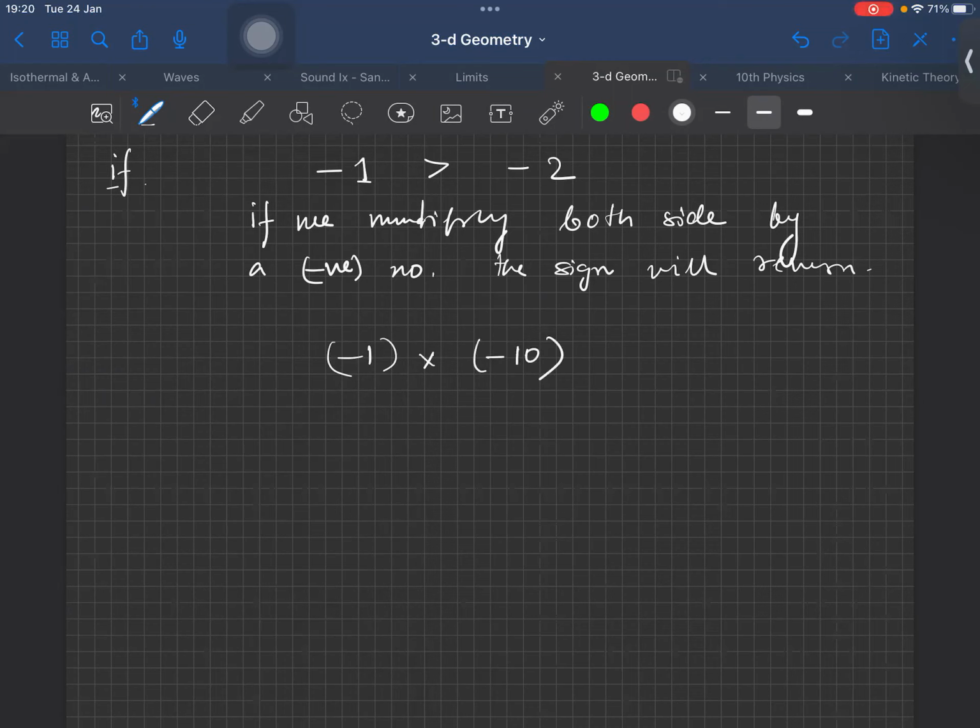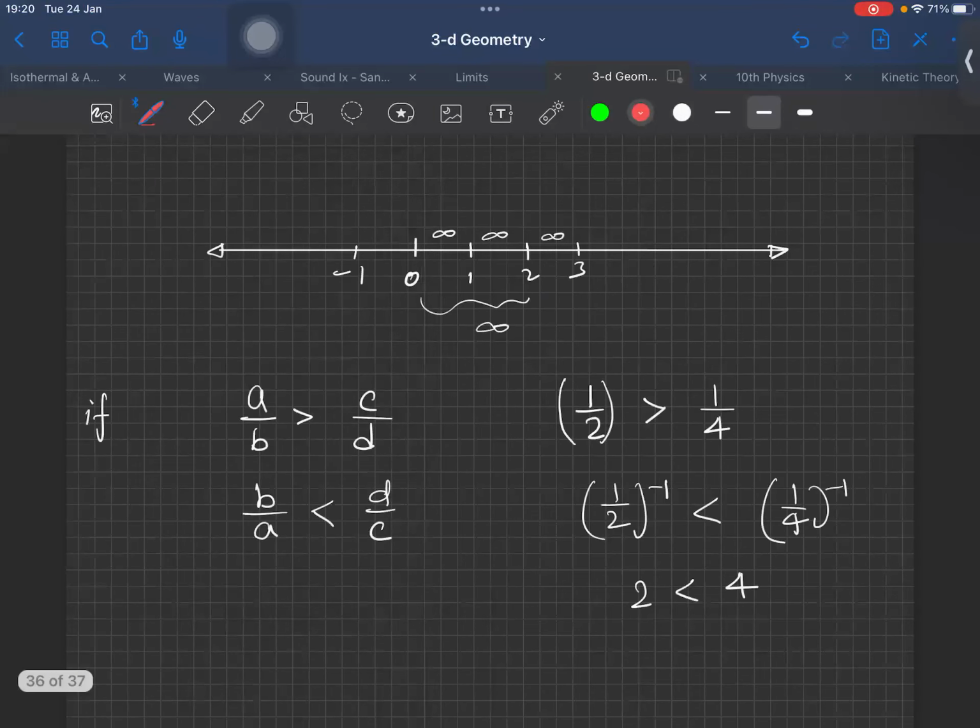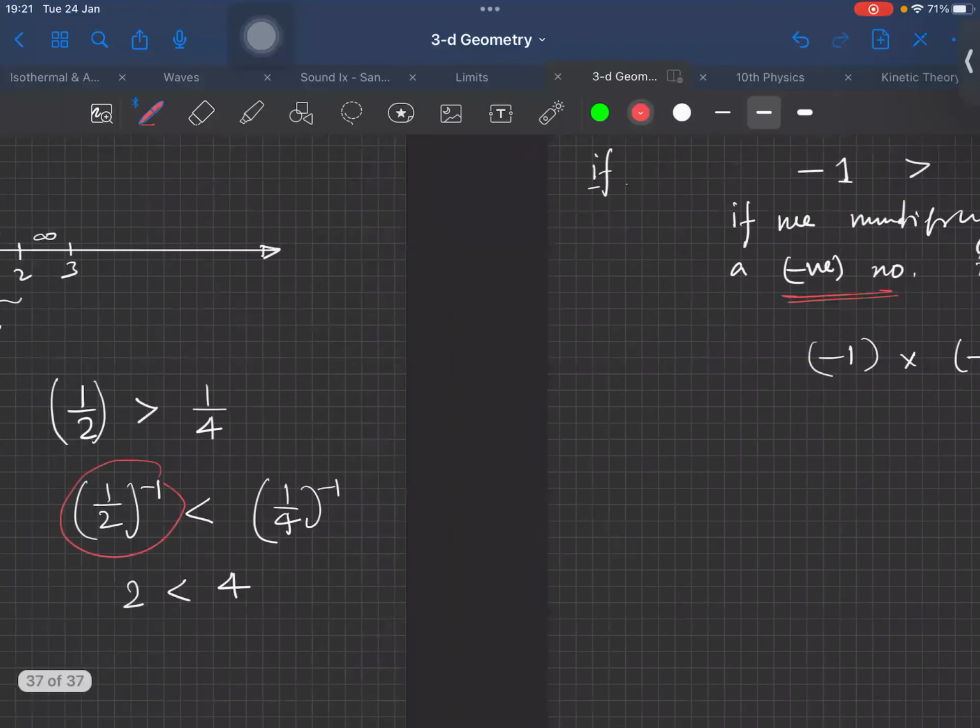Let's multiply with any negative number, let's say -10. Here it will be -2 multiplied by -10. Of course, the inequality sign will change because it will become 10, which is always lesser than 20. So take these things into consideration every time. One is when you are multiplying with a negative number, and another is when you are taking the reciprocal of the number. These are really important rules.